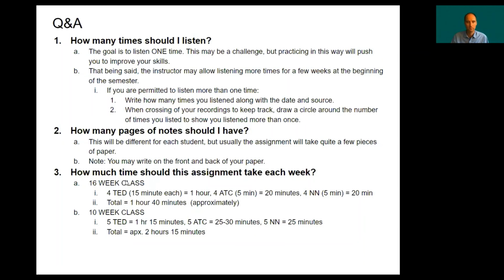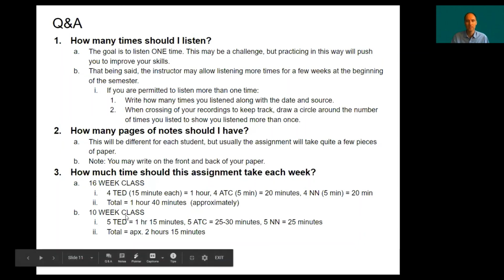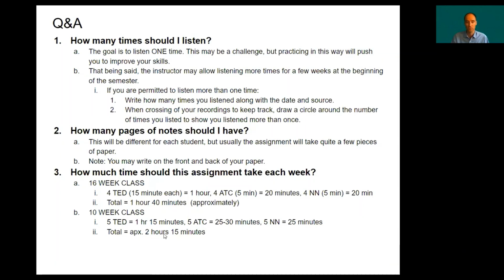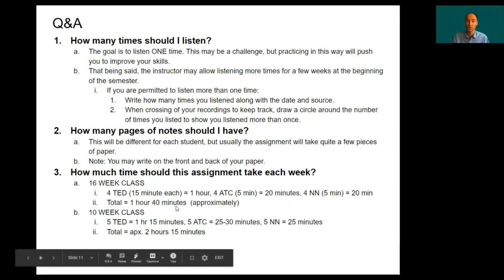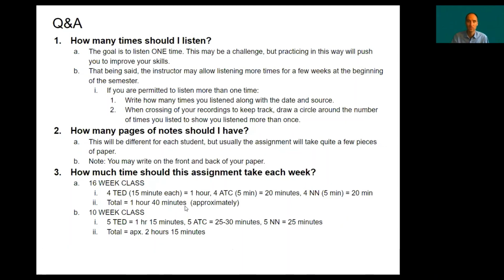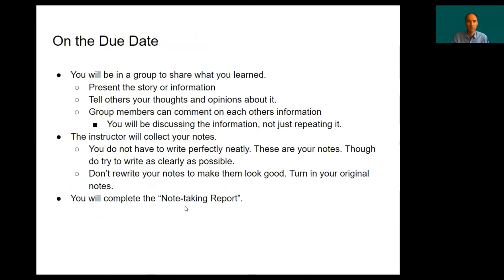How much time should this assignment take each week? Well, we'll look at the 10-week class here. There are 5 TED Talks, 5 ATCs, and 5 News Nows. So it's going to take about 2 hours and 15 minutes a week of listening and taking notes for the 10-week class. For the 16-week class, it's a little bit less each week, but you're spread out over 16 weeks. So that's about how much time it should take.